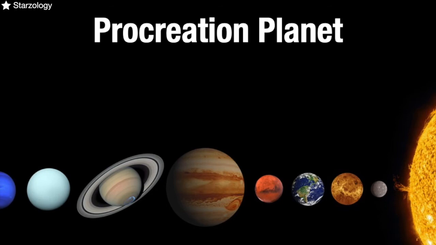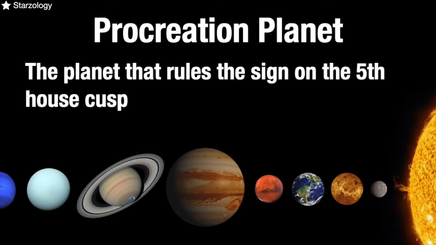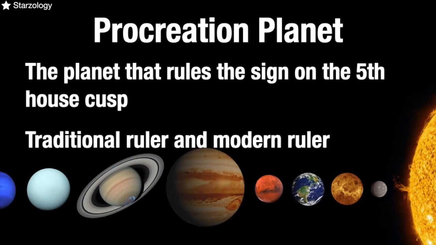We are now going to be looking at the procreation planet. This is the planet that rules the sign on the 5th house cusp of the woman's natal chart. Typically, you would consider the traditional ruler, but now and again, I do consider the modern ruler as well, because it's a good yardstick. But back in the day, 2,000 years ago, they only knew up to Saturn, so you would then generally use the traditional ruler. And research has shown that this generally works better than the modern ruler.